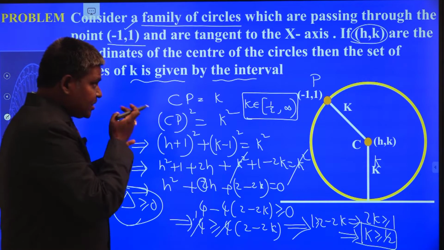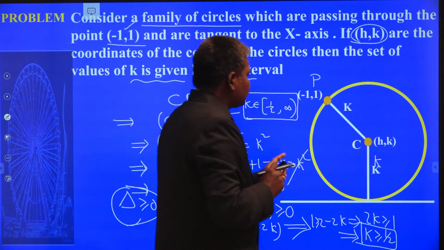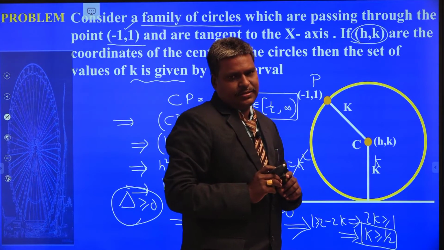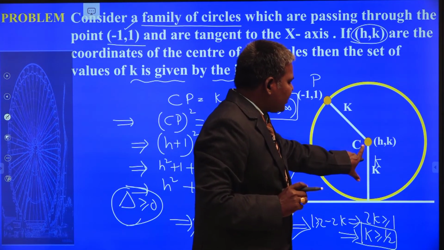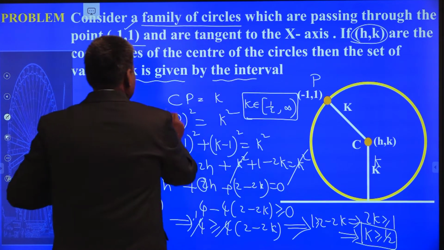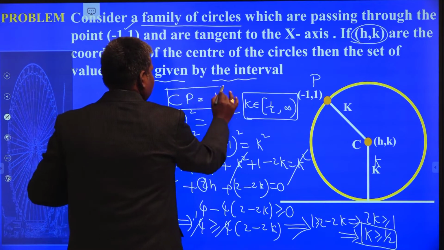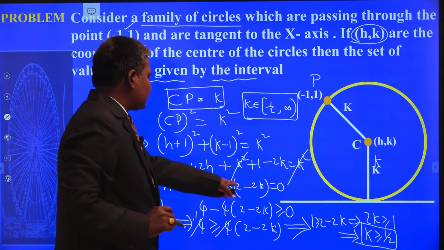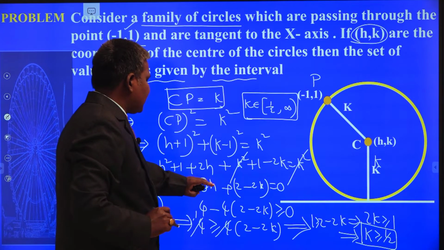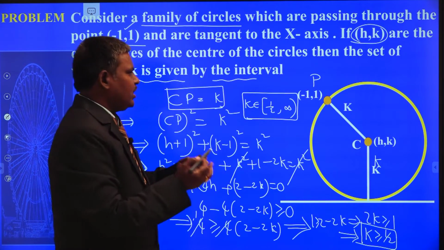So you have to understand two things here. The first one is the diagram itself: the distance from here to here is k units. Once you identify this is k units, automatically this will be k. Equate CP equal to k. This is your first step. You get a quadratic equation in h in this manner. After getting the quadratic equation in h, you get some problem. How to deal with this one?